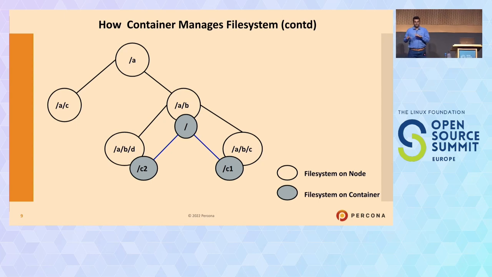Similarly, if there is a container running on /A/C, it's totally different from the container running on /A/B. So you have a different file system. No matter what you do, the container on the blue one cannot see outside of /A/B. So it's restricted, and you have proper isolation.